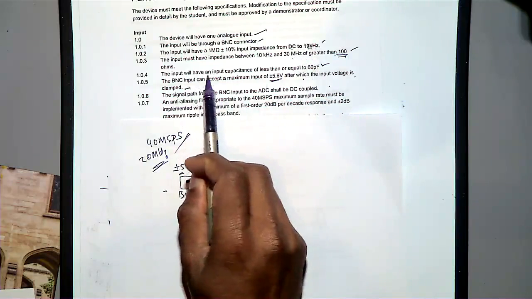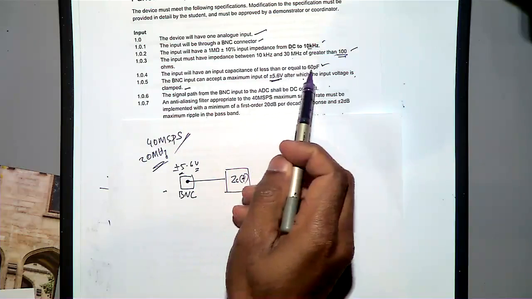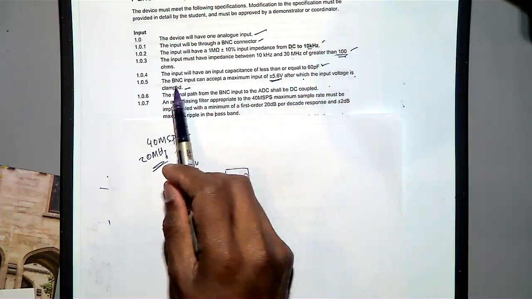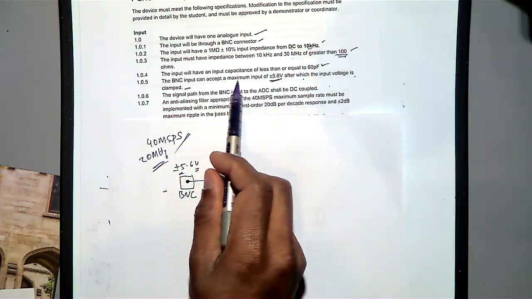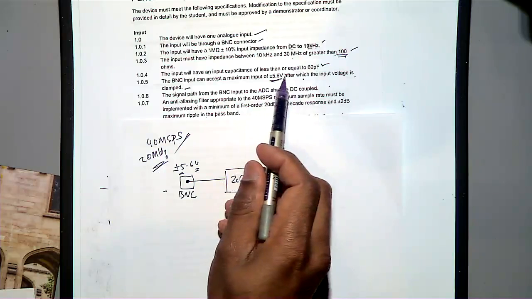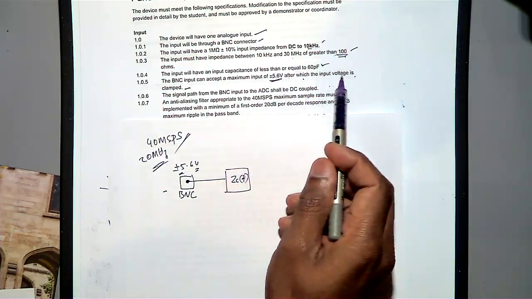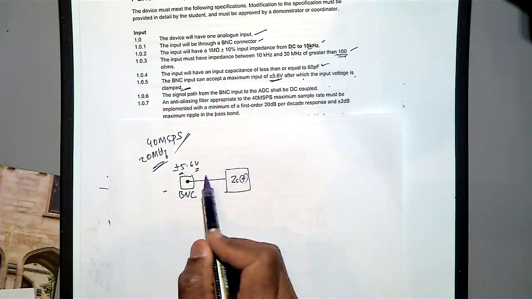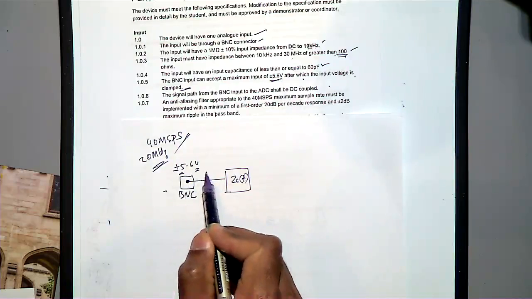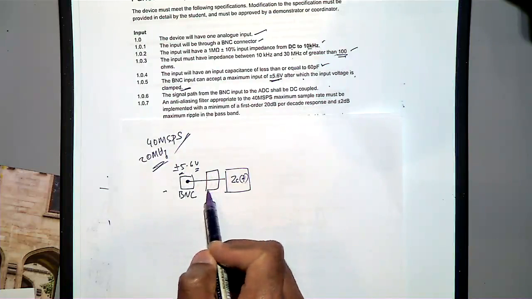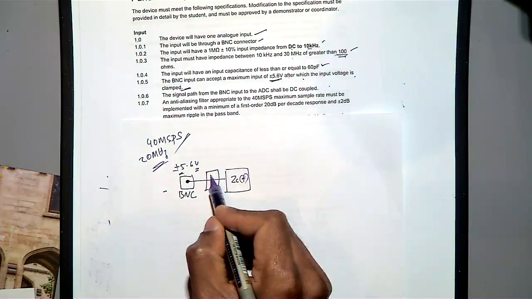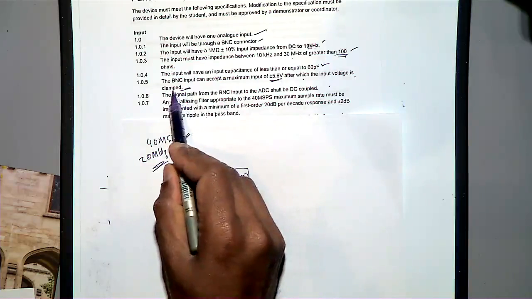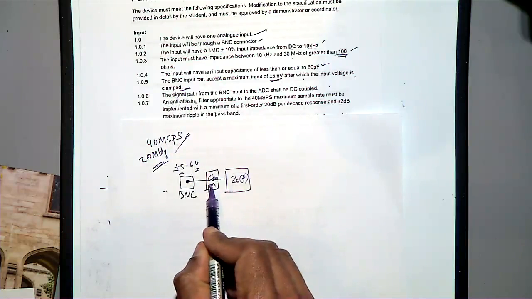Then the input will have an input capacitance of less than or equal to 60 pF. Again, this will be taken into account. Then the BNC input can accept a maximum input of plus or minus 5.6 volts, after which the input voltage is clamped. That should be coming right after the BNC, because it is soon after this one. So maybe here I put another block called a clamper, because it's called clamped, so we need a clamper block here.